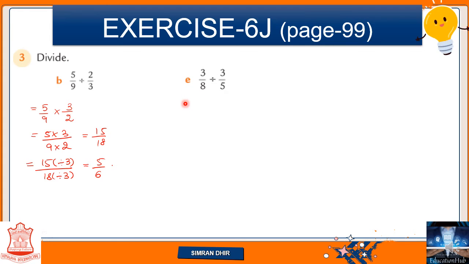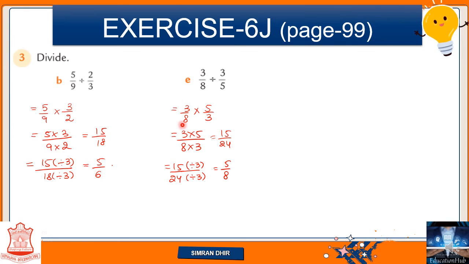Let's see one more part, that is E part. 3/8 divided by 3/5. So how we are going to do? Again 3/8 as it is, division will be changed to multiplication and 3/5 will be 5/3. Now we are just going to multiply. 3 5 times is 15, 8 3 times is 24. But again 15 and 24 हमारा lowest form में नहीं है. So how we are going to do? So we are going to divide 3 from the numerator and denominator. So 15 divided by 3 will be 5 and 24 divided by 3 will be 8. So 5/8 is our answer.